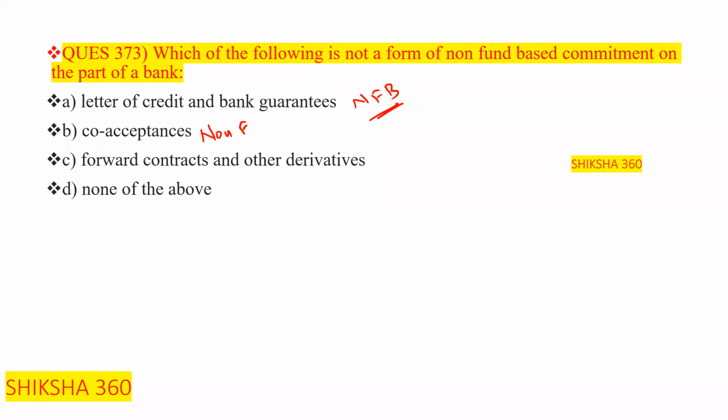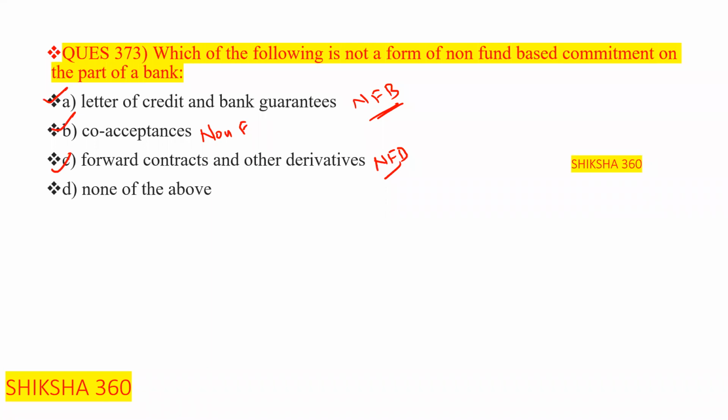Third one here is forward contract and other derivatives. Basically this also comes under the non-fund based. So A, B, and C, all the three come under the non-fund based. Please remember these things.